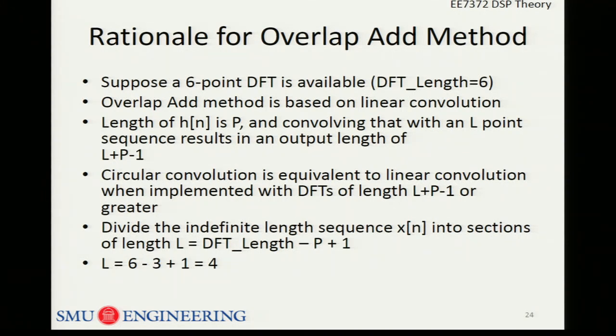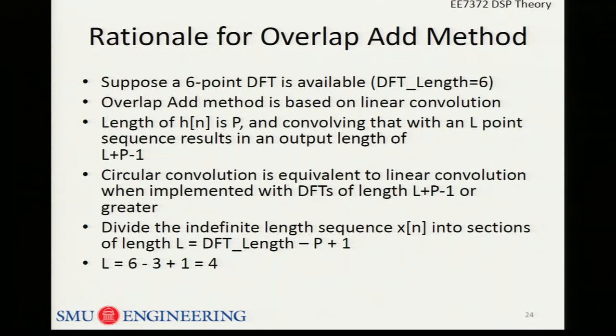Now, it would be very easy if the signal stopped after a certain period of time, but it doesn't. It goes on forever. So if it's going on forever, you're going to have to divide that signal into sections. And so that's this bullet here, which is you're going to divide the indefinite length sequence x of n, because it never stops, into sections of length L. And this L is what? It's DFT length minus p plus 1. And where did that formula come from? Well, we want the DFT length to equal L plus p minus 1, so solve for L. It's about that easy.